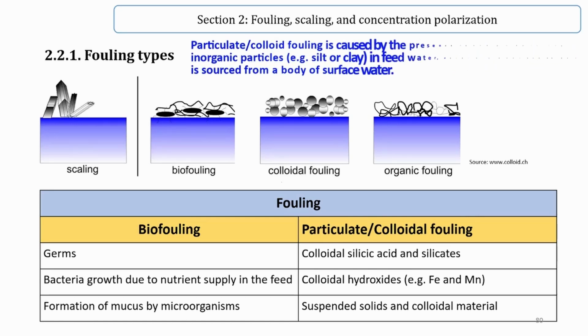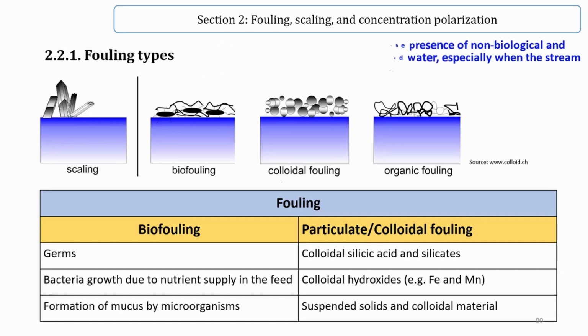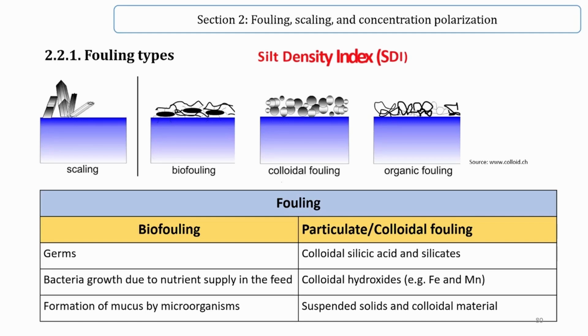Particulate or colloidal fouling is caused by the presence of non-biological and inorganic particles such as silt or clay in feedwater, especially when the stream is sourced from a body of surface water. To measure the relative risk of particulate or colloidal fouling, water treatment specialists typically measure the Silt Density Index, or SDI, of a feed stream.